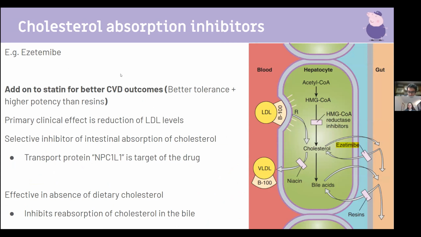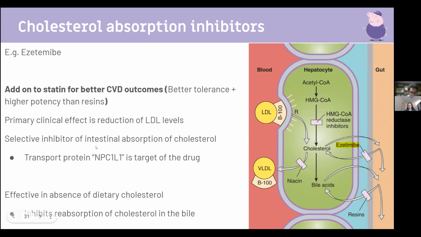Cholesterol absorption inhibitors. So after the resins, this is our ezetimibe, our cholesterol absorption inhibitor. This just, as the name says, inhibits the absorption of cholesterol. So it reduces the amount of LDL levels. That's its primary clinical effect, because if you have a limited amount of cholesterol in the periphery, you have more LDL receptors, and that's going to take even more of the cholesterol from those LDL circling around. If you have more LDL receptors, more is going to be internalized.